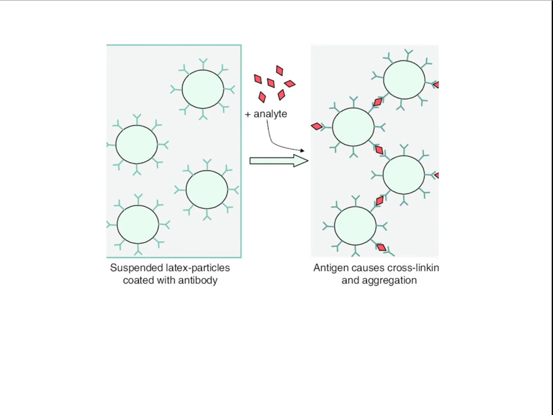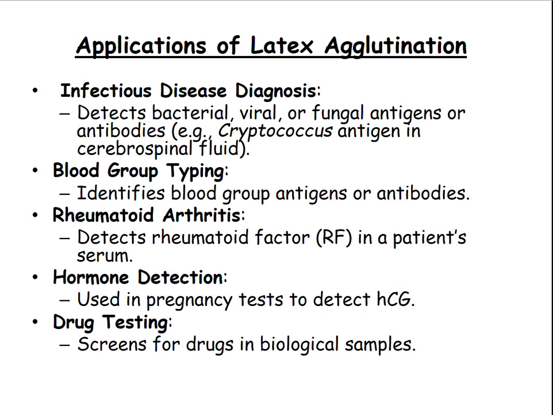Here you can see that there are suspended latex particles coated with antibodies, and then we add the analyte, then the antigens cause the close linking and aggregation. So the applications for latex agglutination: we have infectious disease diagnosis, where we detect bacterial, viral, even fungal antigens or antibodies. The second one is blood group typing. The third one is rheumatoid arthritis, hormone detection, and the last one is drug testing. Actually, there are many applications for latex agglutination, but those I'm explaining are the main ones.